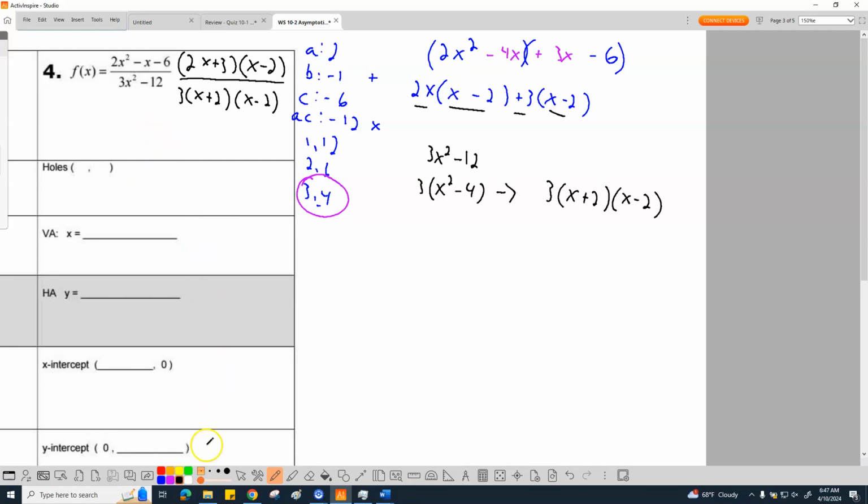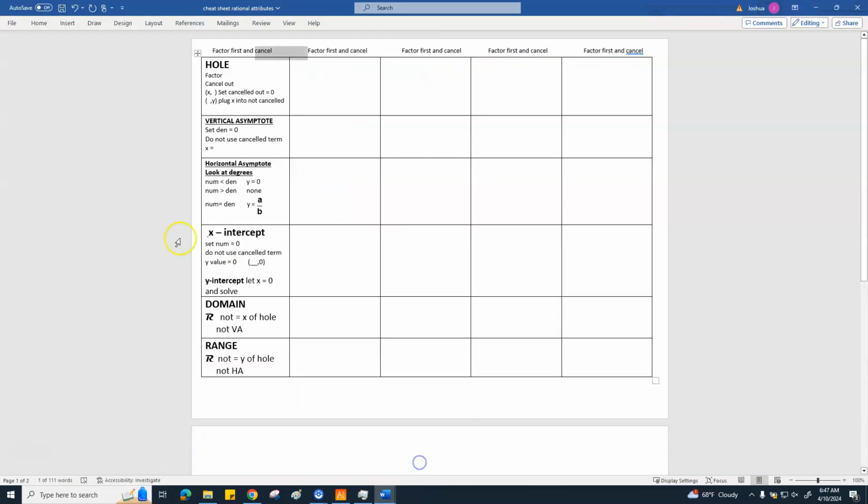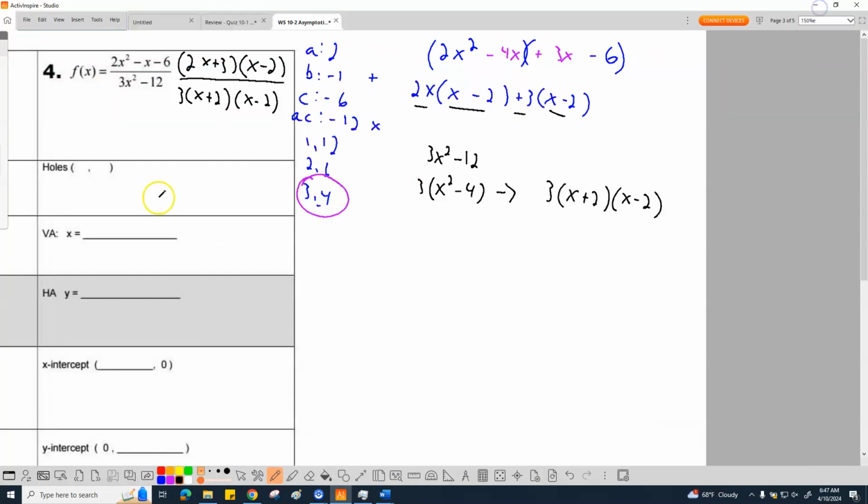And now it wants me to, let me go to the sheet and see what it says. It wants me to cancel things out. Factor and cancel out. All right, what does that mean? Well, I factored. Now I'm going to go ahead and cancel out. I'm going to switch to red for this. So I have womp, womp. Look what I canceled out. I canceled out x minus 2.